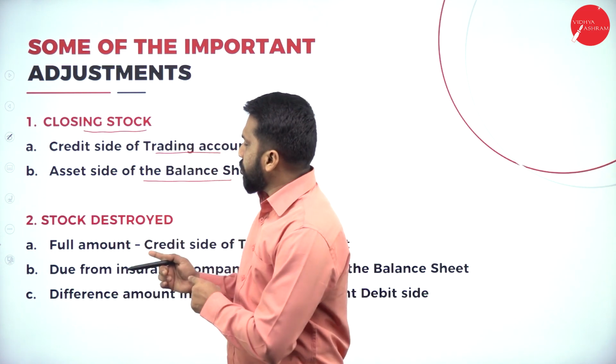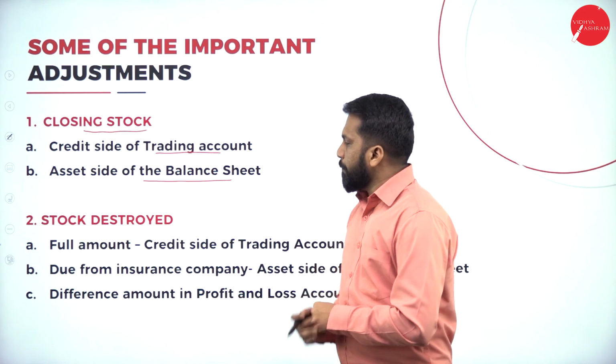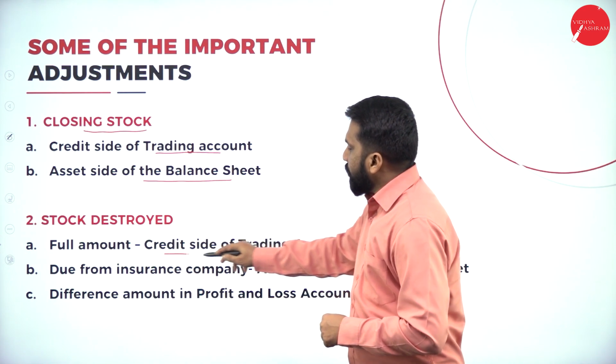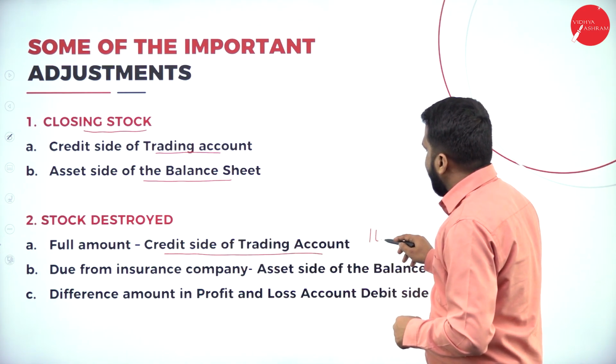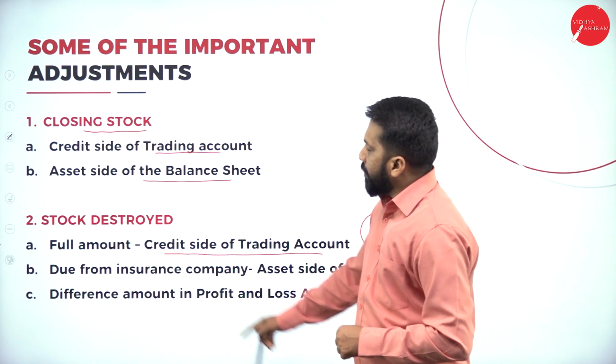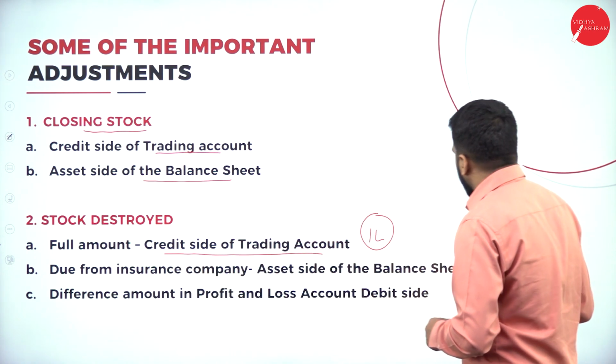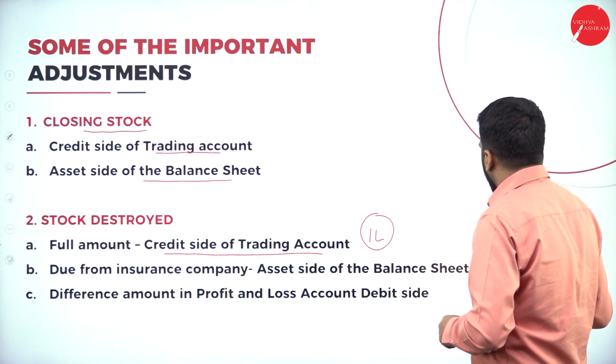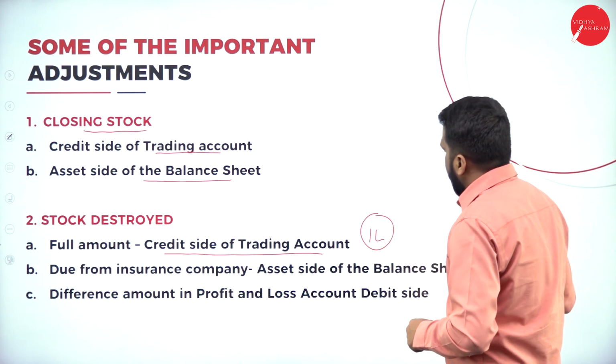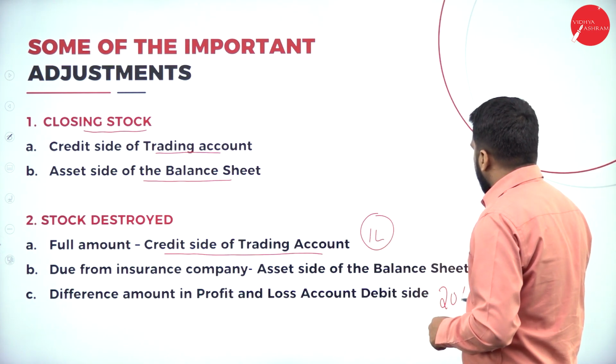That is called your stock destroyed. Now, full amount, how much destroyed? We take 1 lakh complete. Now, due from insurance, maybe the insurance company may give you 80,000. 1 lakh minus 80,000, balance 20,000.